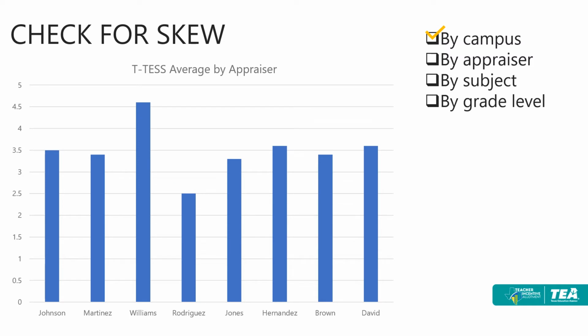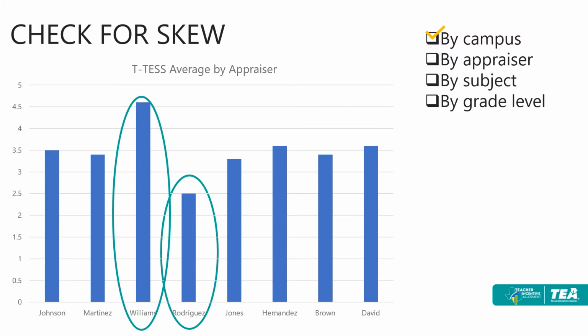Here are the average Ttest ratings for each of Snapdragon ISD's elementary appraisers. Most appraisers' average is around 3.5, but Williams' average rating is 4.5 and Rodriguez's average rating is 2.5. This skew may or may not be explicable.